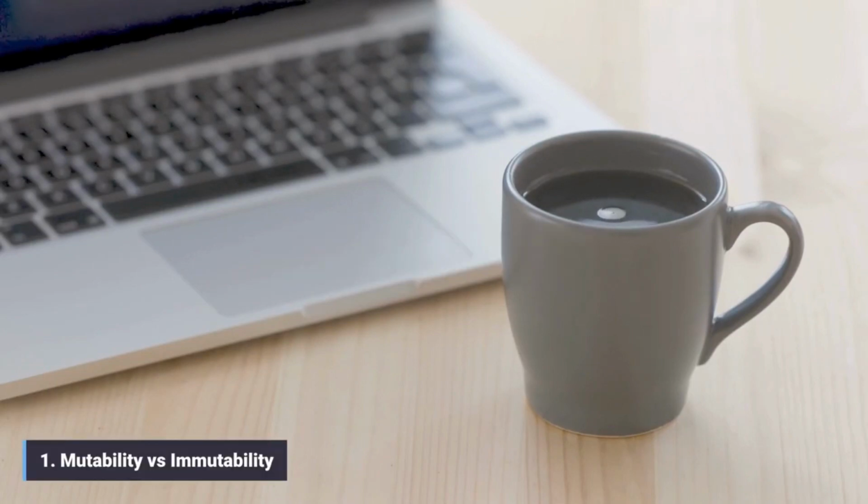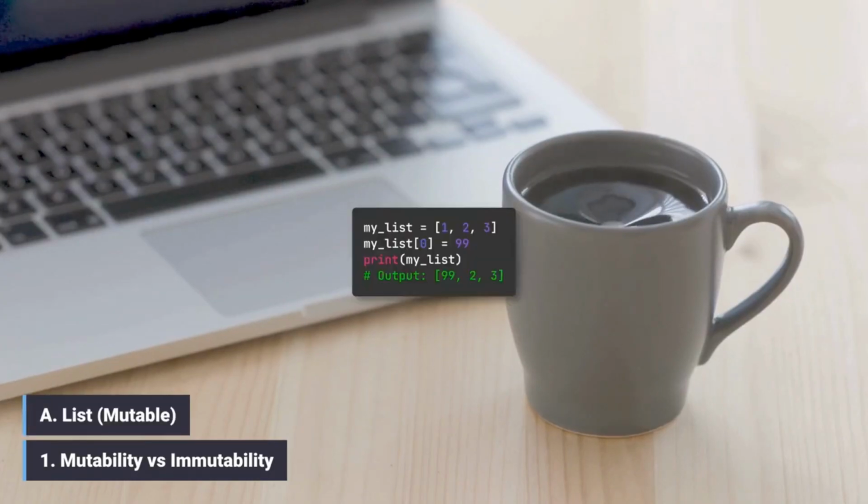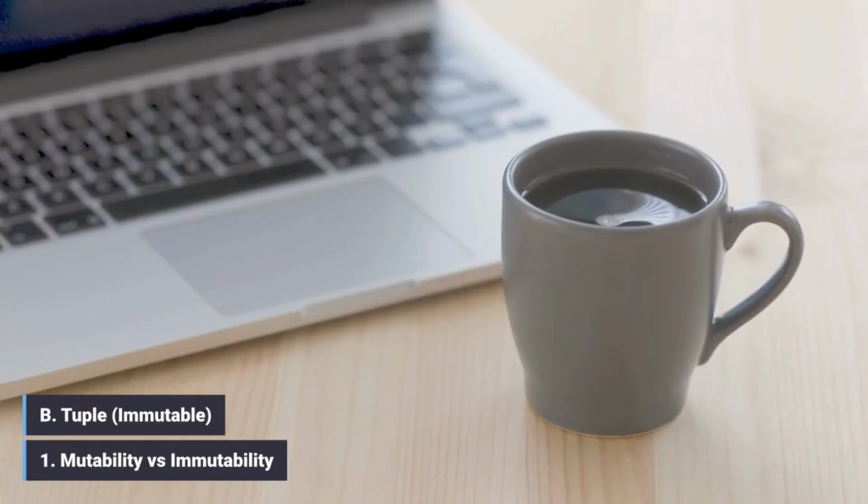1. Mutability versus immutability. The single most important distinction is that lists are mutable, meaning you can change them after creation. Tuples are immutable, meaning their elements are fixed forever. Let's demonstrate. We can easily modify a list element. However, attempting the same operation on a tuple results in an error.